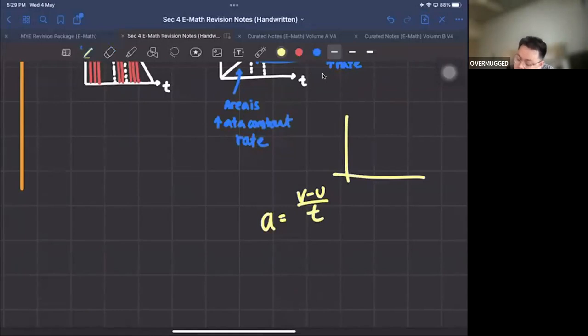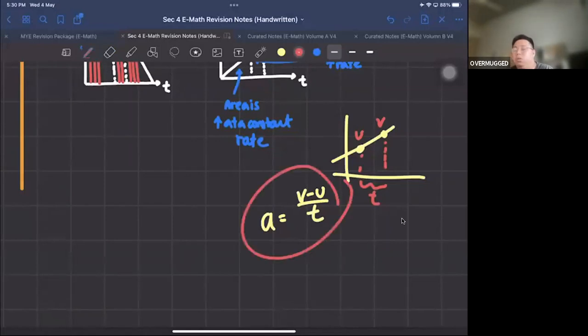So for example, if you're starting from here, this is your initial velocity, this is your final velocity, this is your t. You just tabulated the gradient. So it's the same thing. If you write this in your exams, it's the same thing because you have just tabulated the same thing.